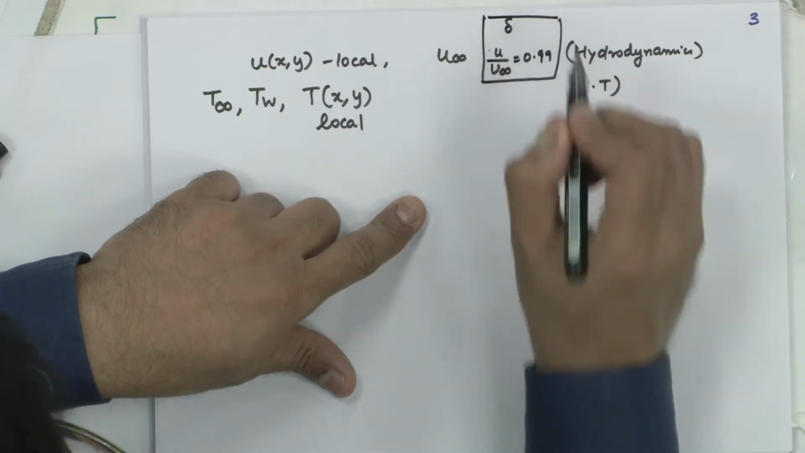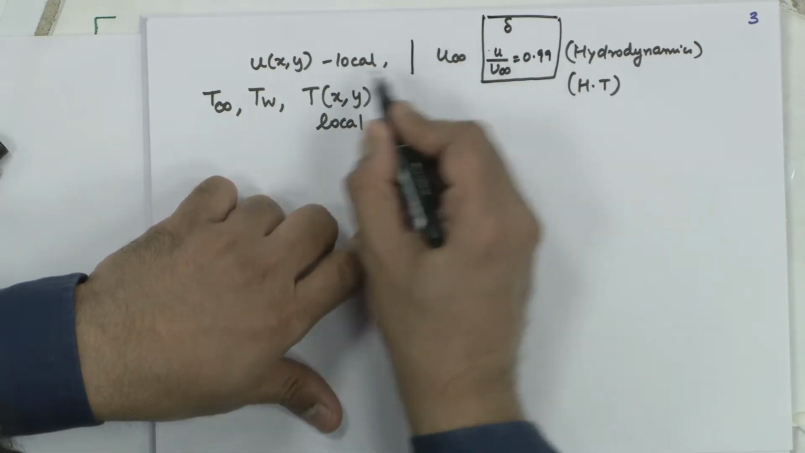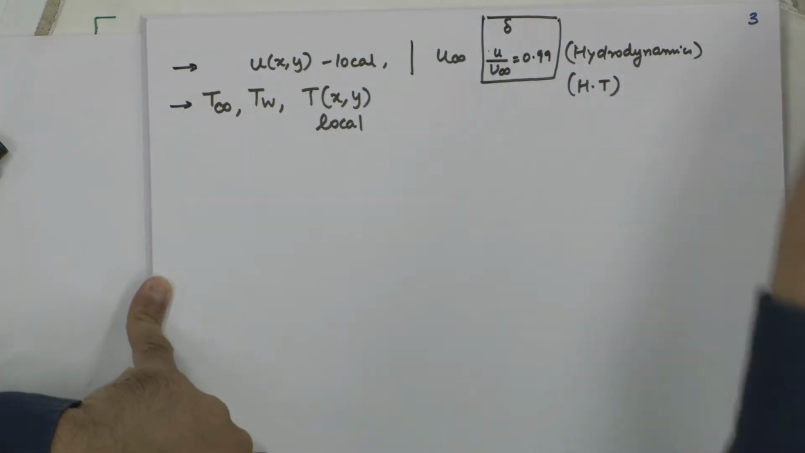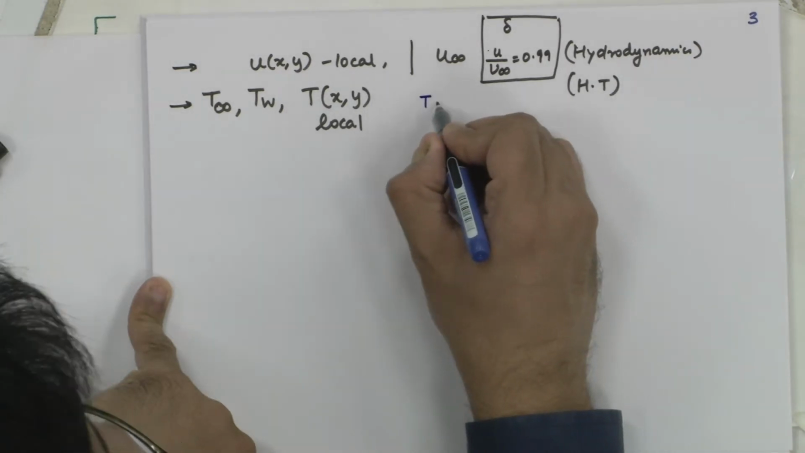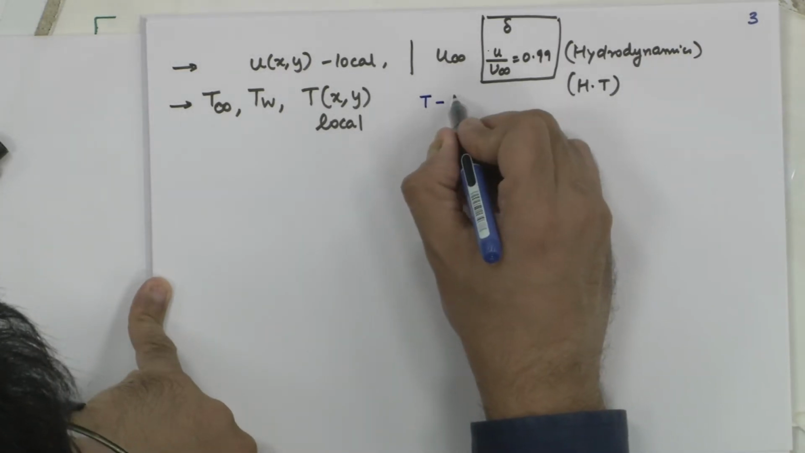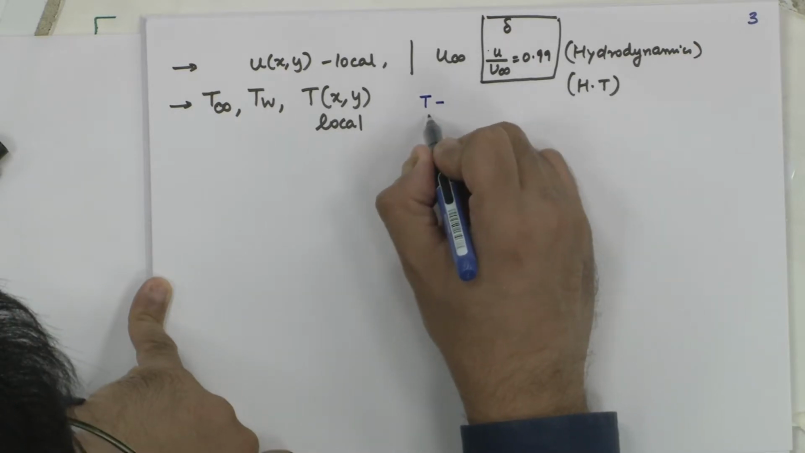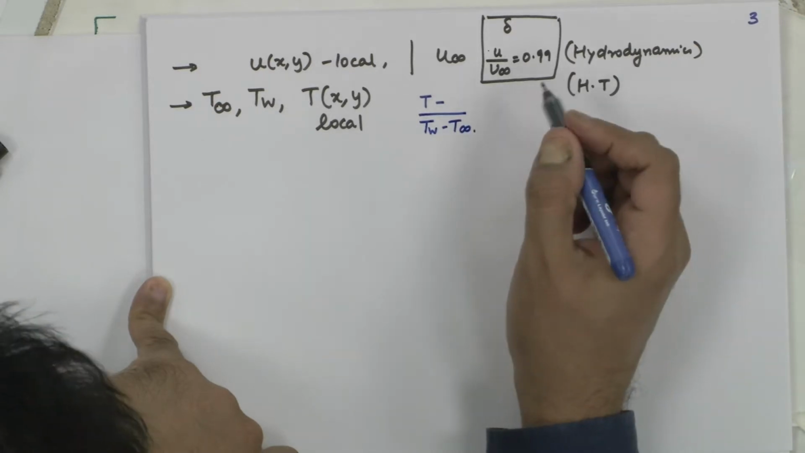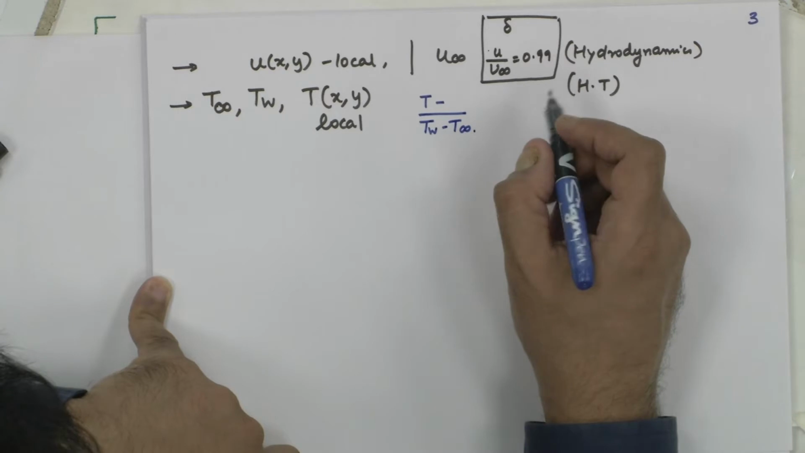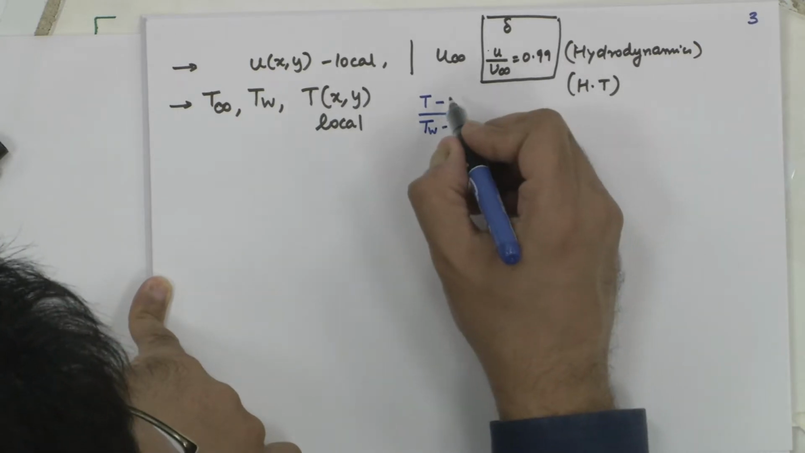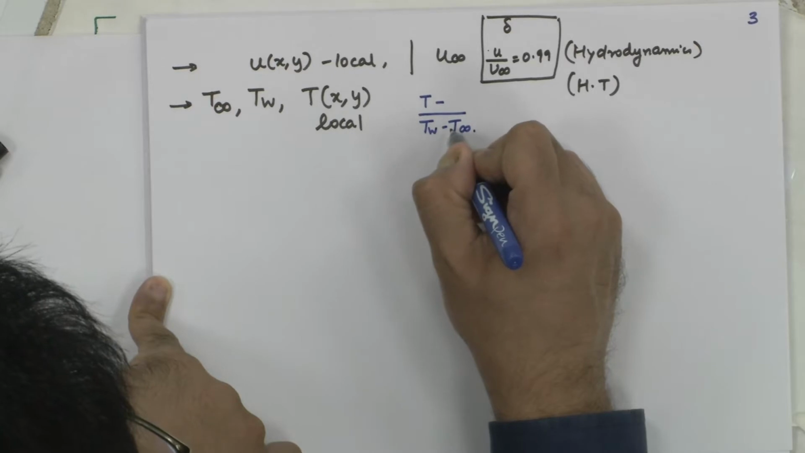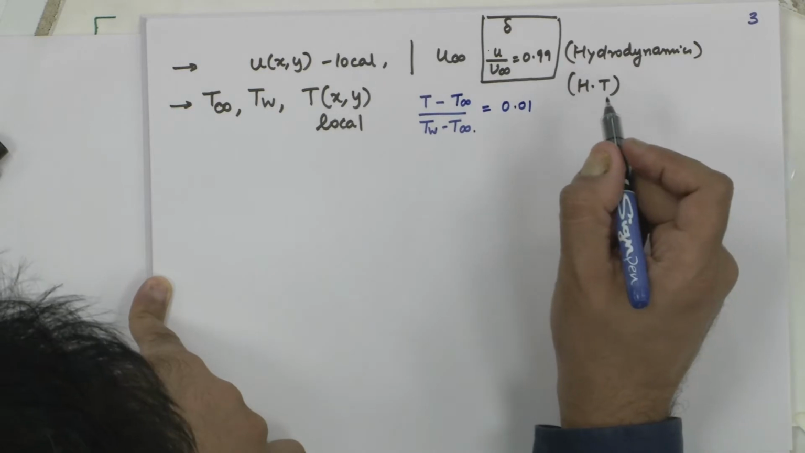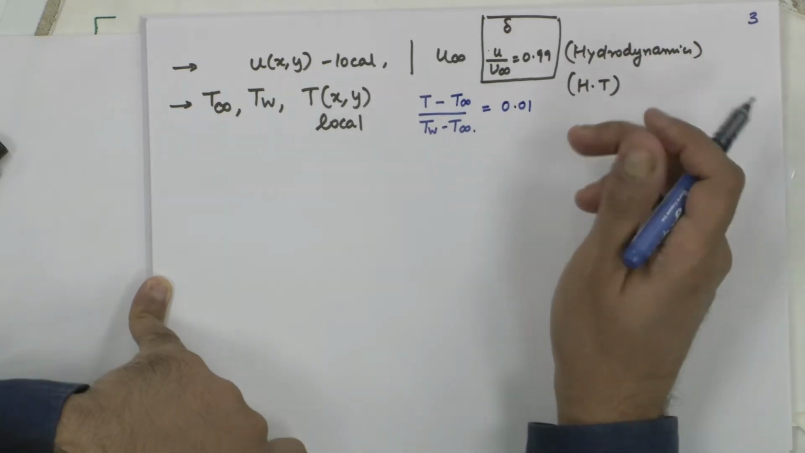This is your definition of delta, correct? So, you have u infinity, u local, here you have three quantities in heat transfer. What is the definition here? T minus T infinity over T wall minus T infinity. T wall minus T infinity is the maximum temperature difference, correct? This should be 0.99 or 0.01. So, T wall minus T infinity is the maximum, T local minus T infinity is 0.01, which if you translate this, it would come out to be 99%.